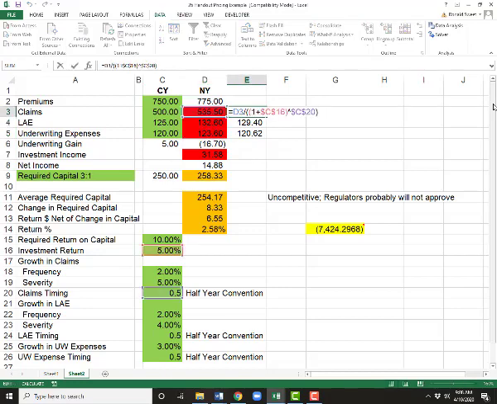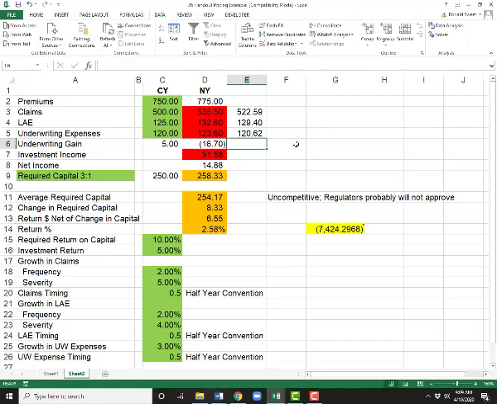And then what we do is we take the claims and divide it by 1.05, our investment return, raised to the 0.5. So you'll have it set up there. That's how you want to do it in your calculator. Same thing with LAE. Same thing with expenses. Here you notice my N for all of them was 0.5.